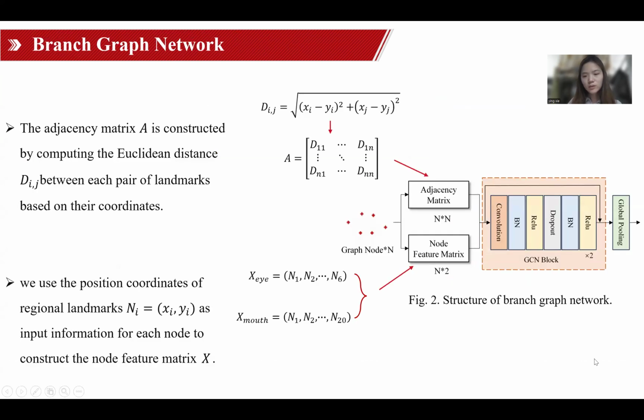Figure 2 illustrates the structure of the branch graph network module. The inputs of GCN are mainly the node feature matrix X and the node adjacency matrix A. In our study, the facial landmarks detected by DLIB are transformed into graph nodes, and the nodes are sorted based on their horizontal and vertical coordinates. Subsequently, the position coordinates of the regional landmarks are used to construct the node feature matrix X. The Euclidean distance between each pair of landmarks is calculated from their coordinates to construct the corresponding adjacency matrix A.